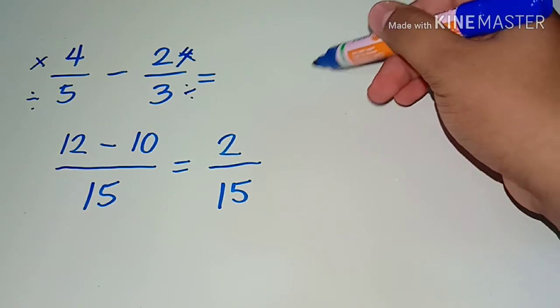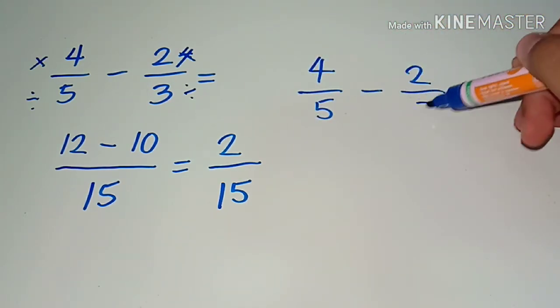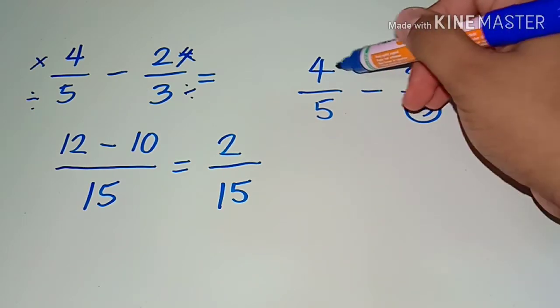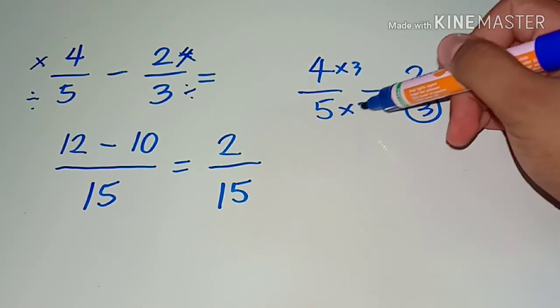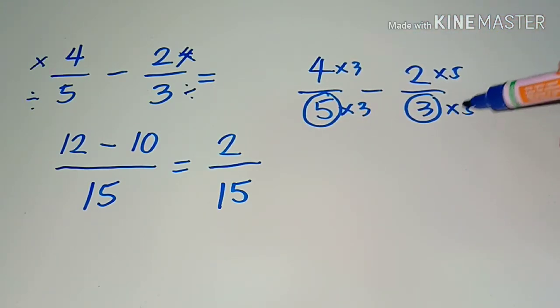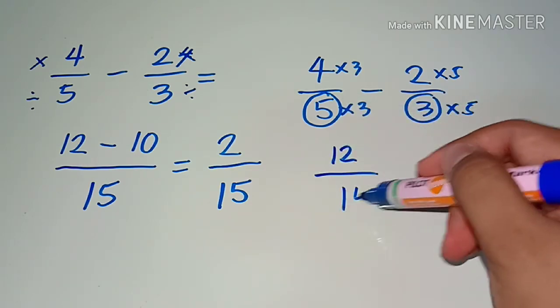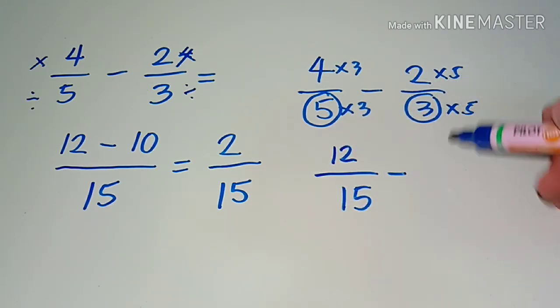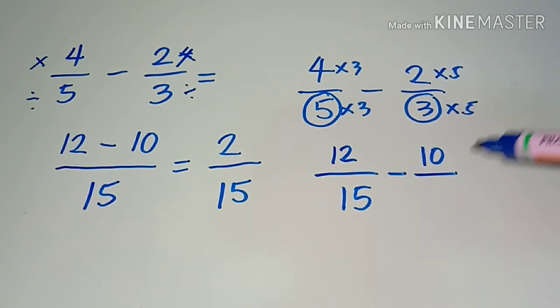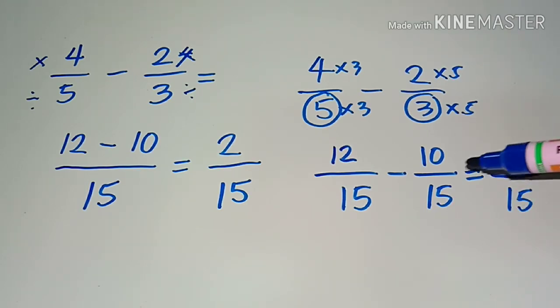Another way is, when you multiply, you use this one to multiply here, and use this one to multiply it also on the other side of the fraction. So that means 4 times 3 is 12, 5 times 3, 15, minus 2 times 5, 10, 3 times 5 is 15. So copy the denominator and subtract the numerator. 12 minus 10 is equal to 2.